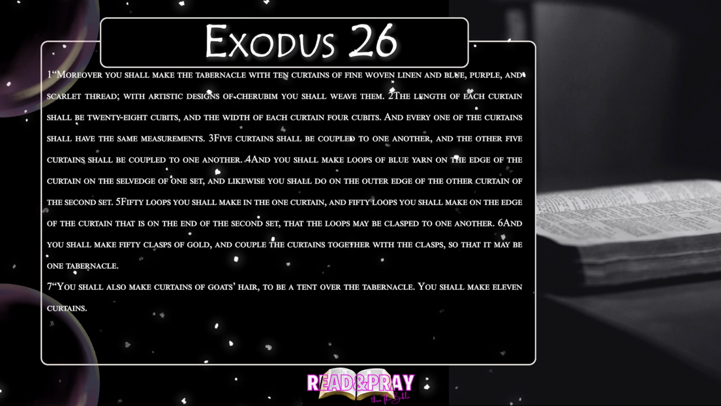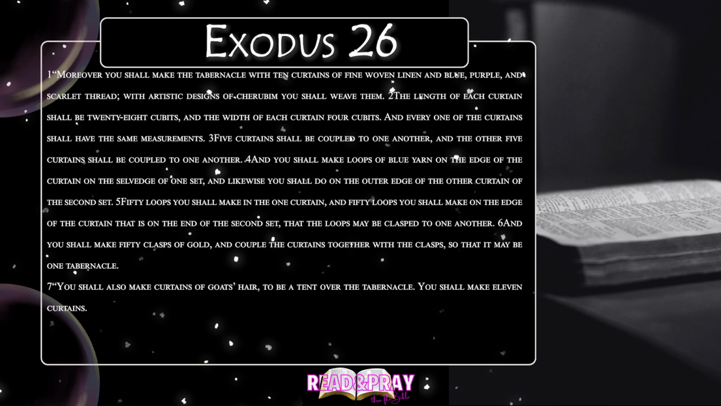And you shall make loops of blue yarn on the edge of the curtains, on the selvedge of one set, and likewise you shall do on the other edge of the other curtain of the second set. 50 loops you shall make in the one curtain, and 50 loops you shall make on the edge of the curtain that is on the end of the second set, that the loops may be clasped to one another. And you shall make 50 clasps of gold, and couple the curtains together with the clasps, so that it may be one tabernacle.